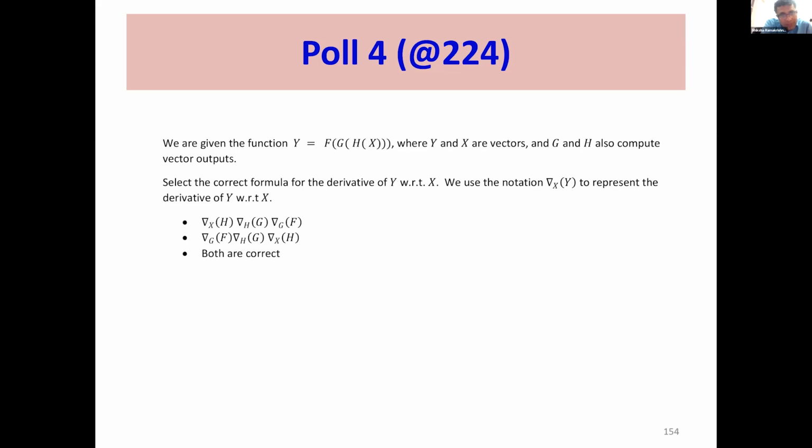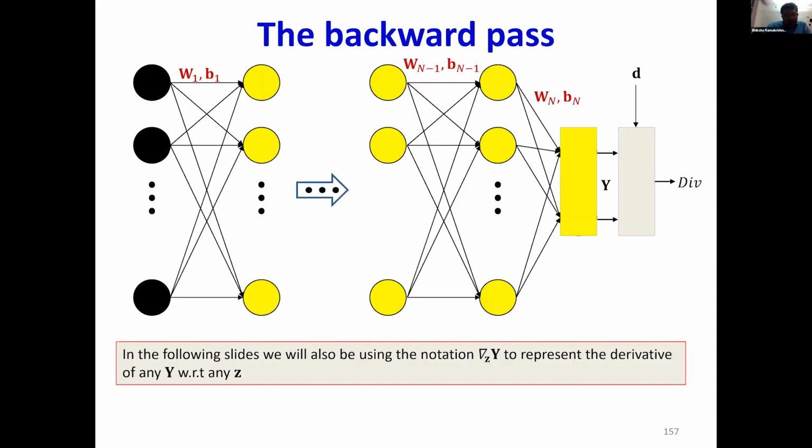Right? Second option. It's the second term, right? It's the derivative of f with respect to g times the derivative of g with respect to x times the derivative of g h with respect to x. So this is correct anyways.